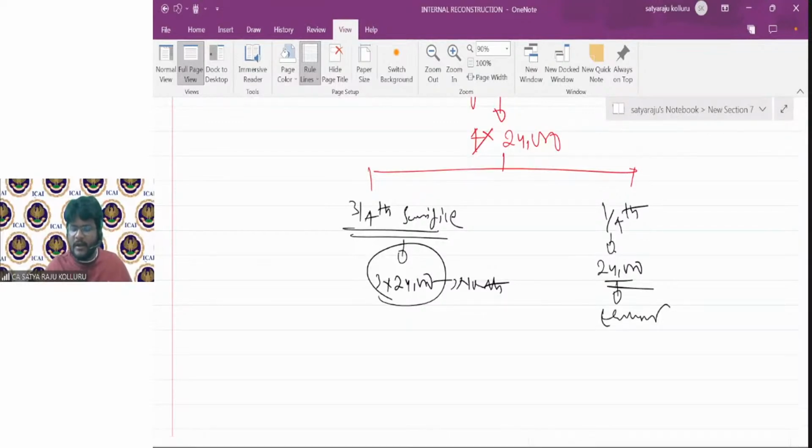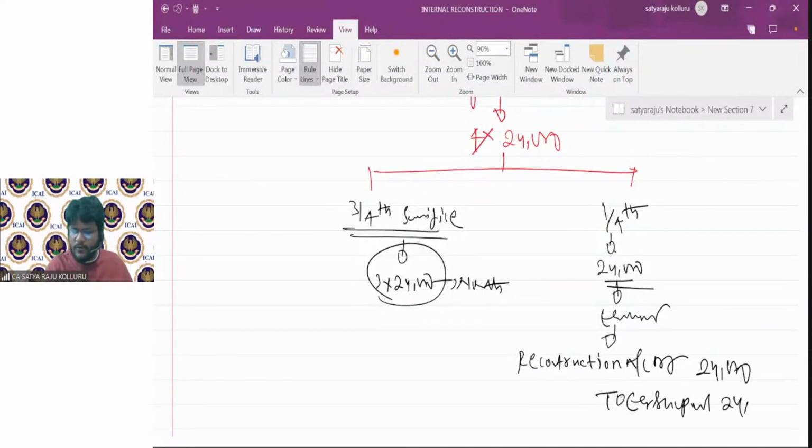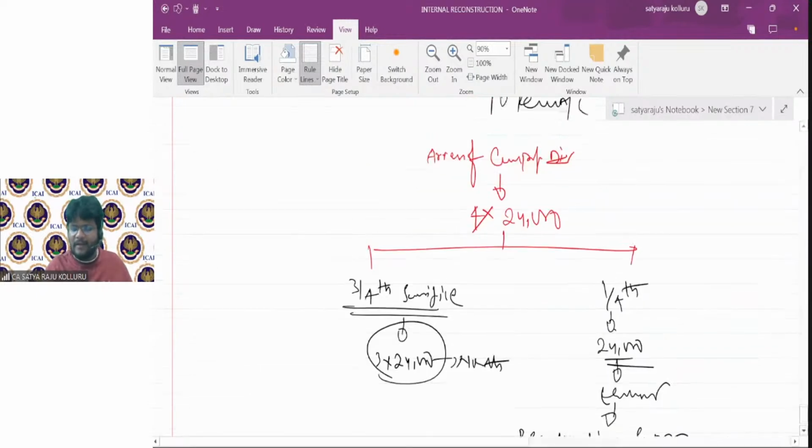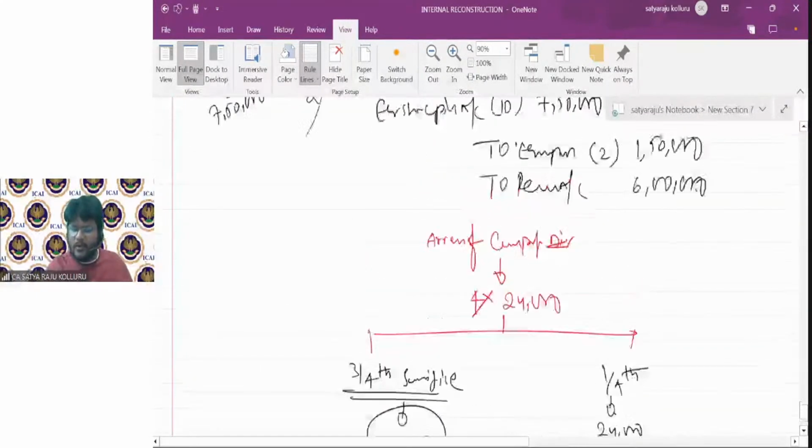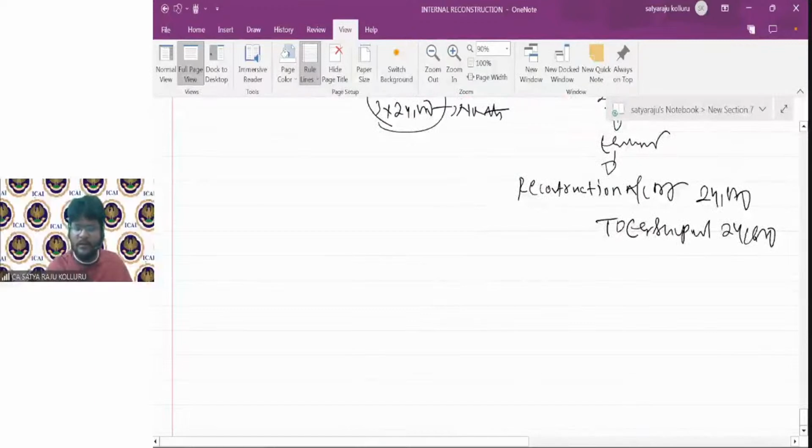Now what is the journal entry, guys? If you are issuing the equity shares or if you are discharging the cash, the entry is reconstruction account debtor to equity share capital 24,000, 24,000. Sir, these diagrams are just for explaining. In the exams, you can directly pass the journal entries. That is more than enough.